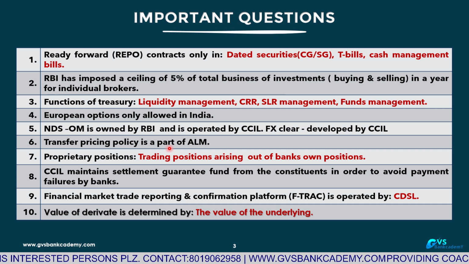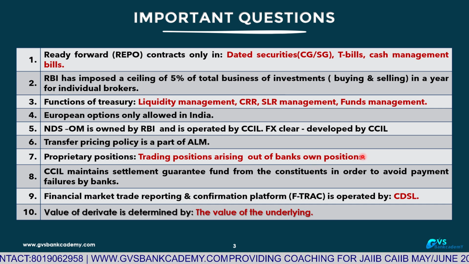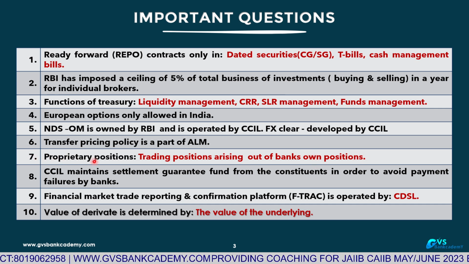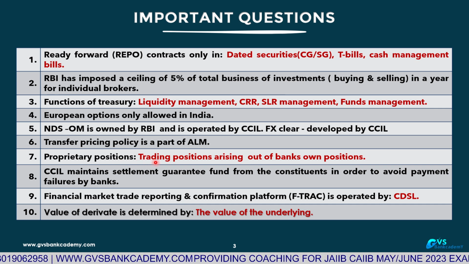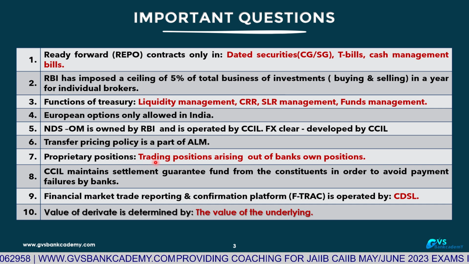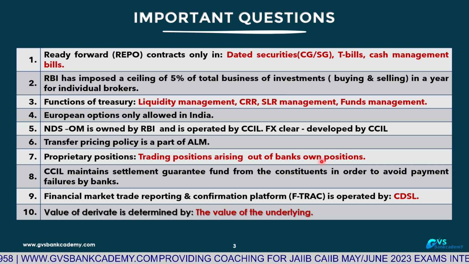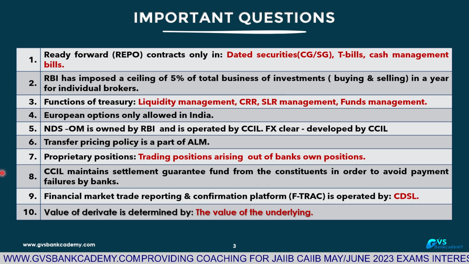Transfer pricing policy is a part of asset liability management. Transfer pricing. 7. Proprietary positions. Proprietary positions: the bank is buying, selling, taking a position for its own purpose. The bank's own business purpose is called proprietary positions. Trading positions, buying, selling, taking positions for the bank's own purpose, is called this.